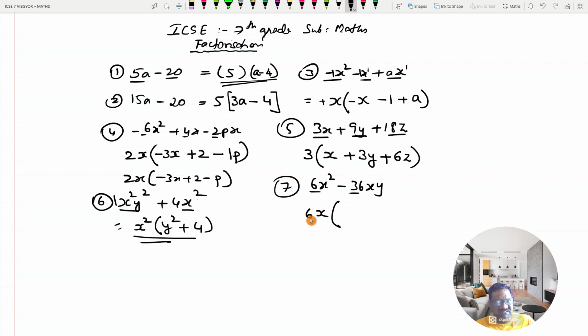Now out of 6x square, when 6x is out, you will be left with one more x, that's it, then minus sign. Out of 36, 6 is out, so you will be left with another 6, because 6 into 6 is 36. X is already out, so you will be left with nothing over here, but y you will have to put, because y is not common. So this has to be our answer, 6x into x minus 6y.